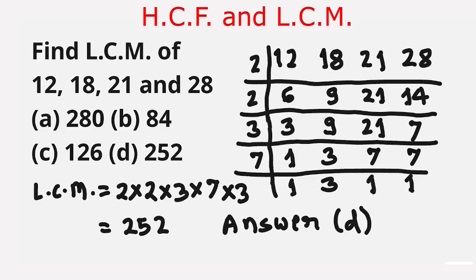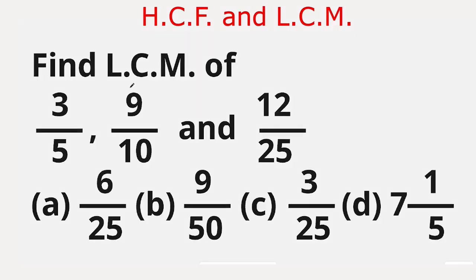I hope you have understood the method of finding LCM. We go to the next question. Our question is find LCM of 3 upon 5, 9 upon 10 and 12 upon 25. The given options are option A 6 upon 25, option B 9 upon 50, option C 3 upon 25, option D 7 whole and 1 upon 5.